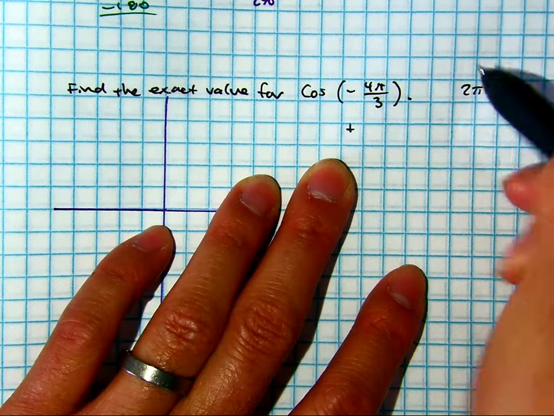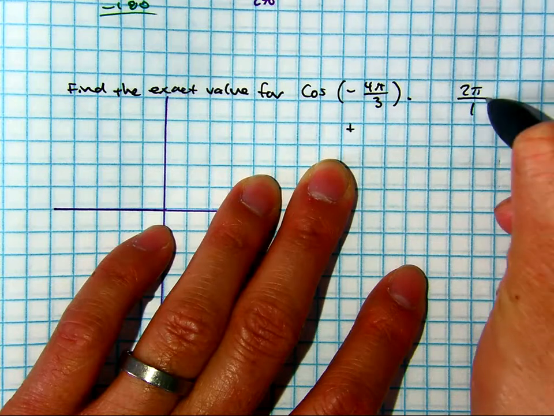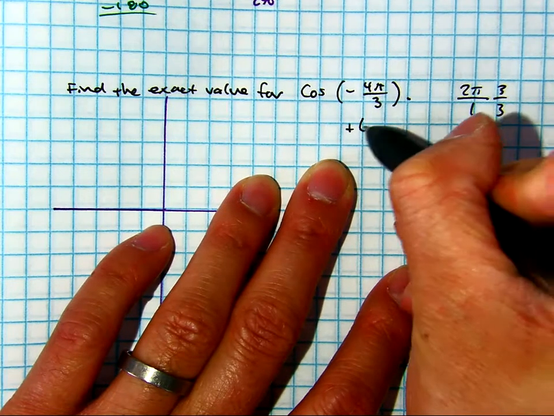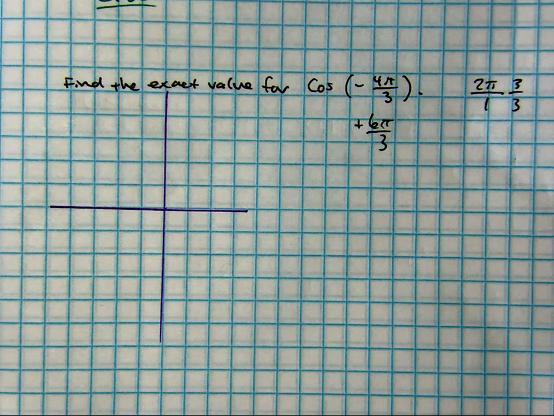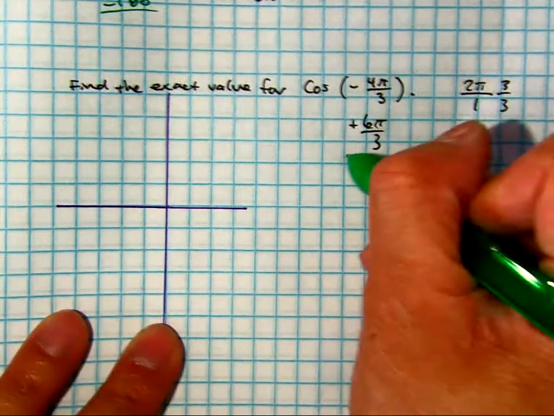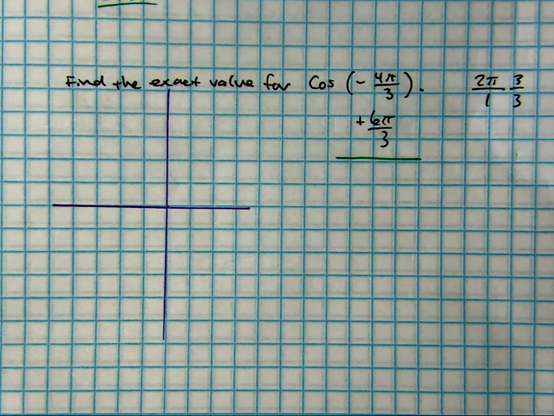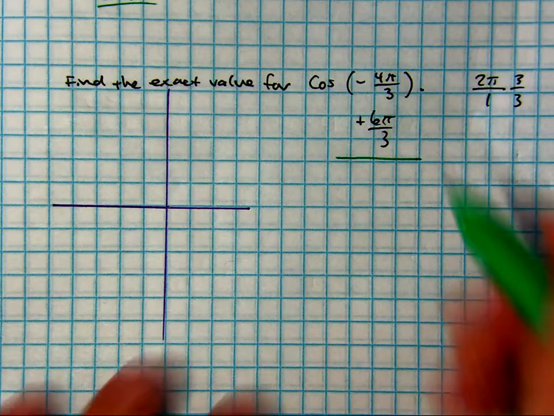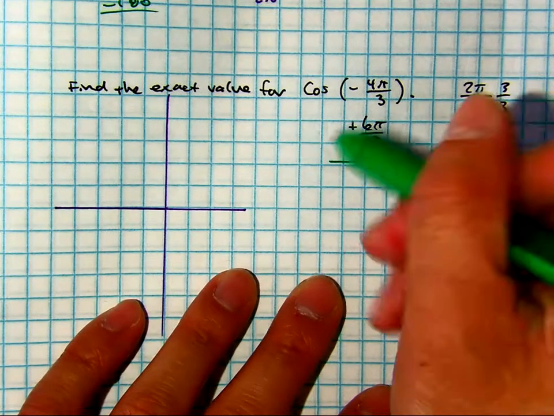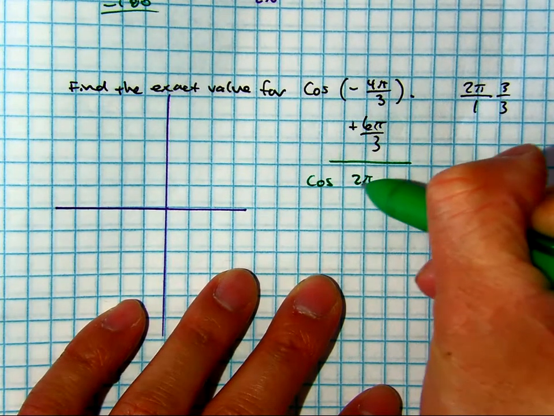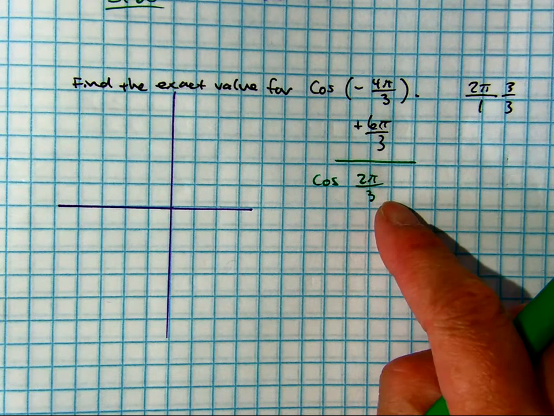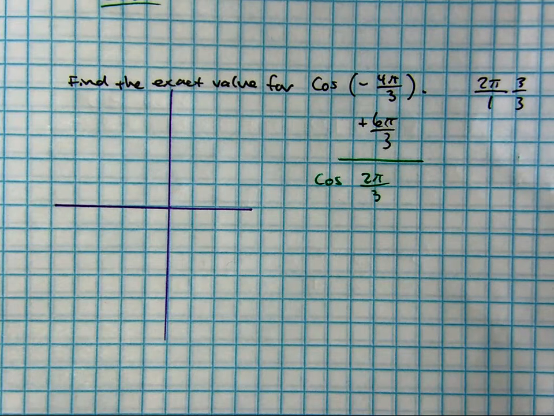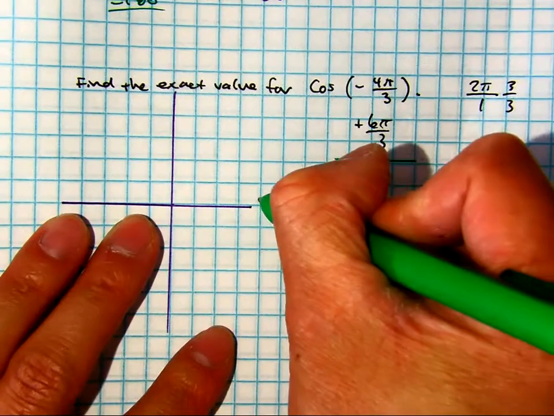So 2 pi with a denominator of 3, a common denominator would be 6 pi over 3. Brooklyn, negative 4 plus 6. Cosine at 2 pi over 3. Raise your hand if you got 2 pi over 3 as a coterminal. Okay, now let's go put this on our unit circle.